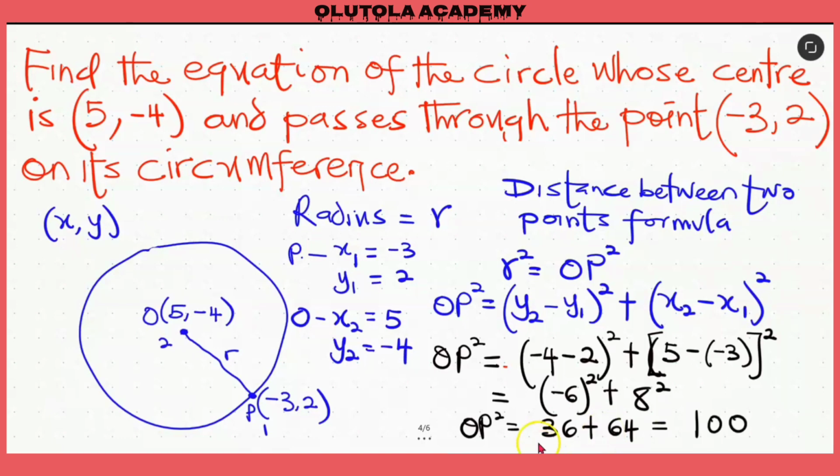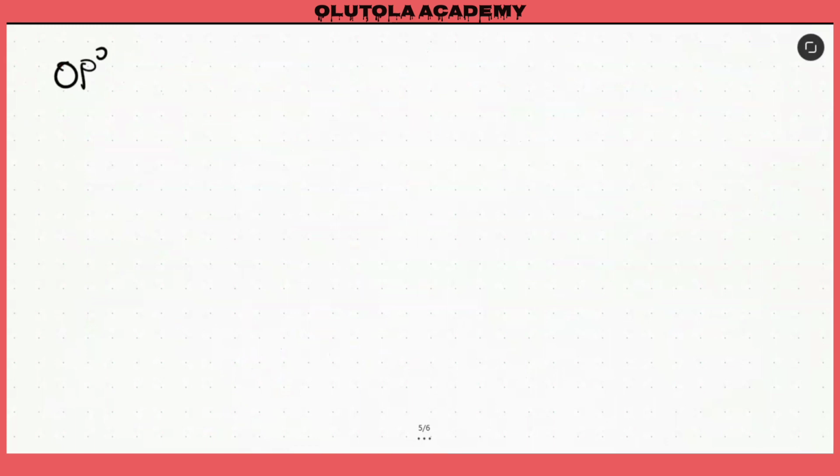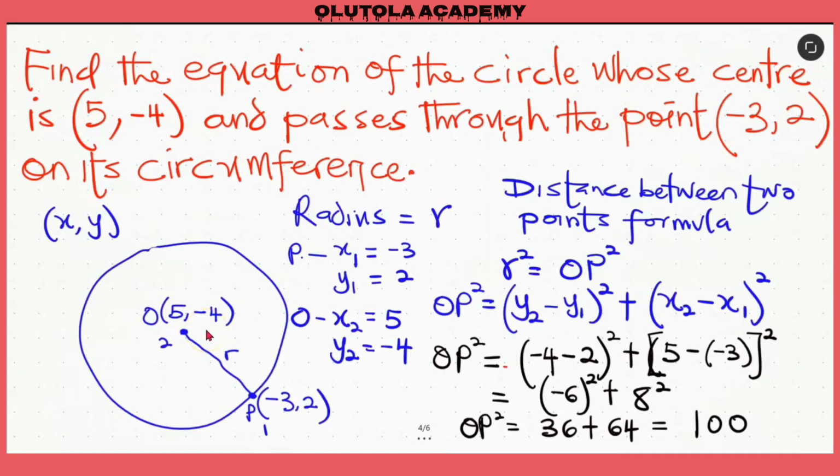What that means is that my OP, which is my radius, the length or the distance between these two points, that's my R. So OP square equals 100. That's my r square, which is 100. I will leave it this way. I will not find the square root because I will use it in this form later. So from the question, what I have now is the center. The center has coordinates (5, -4).